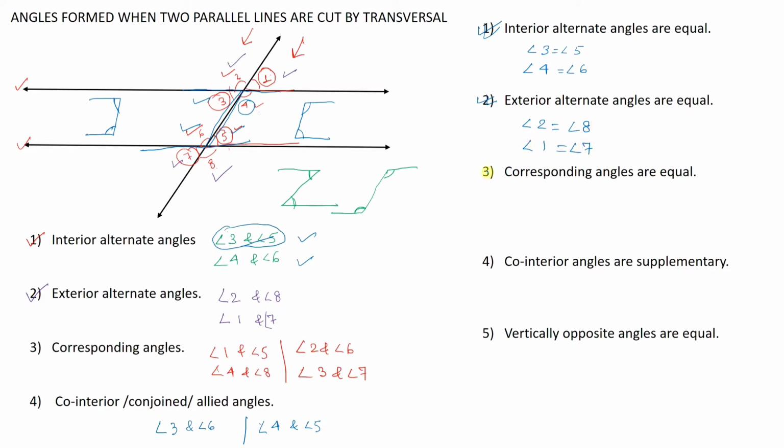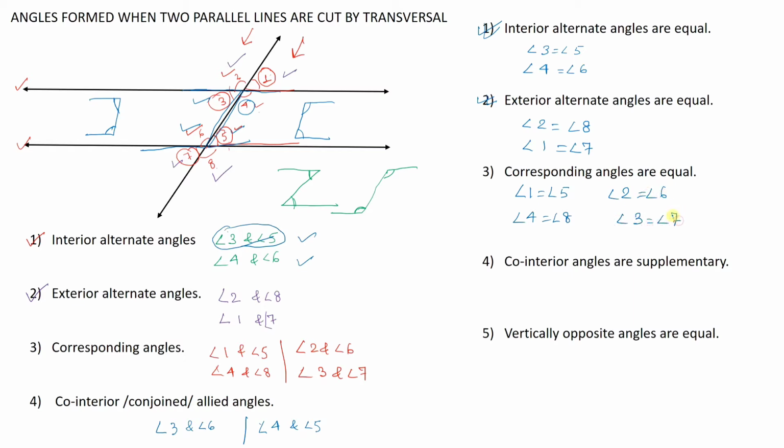Third one is corresponding angles are equal. Here 4 pairs of corresponding angles are found. Angle 1 and angle 5 will be equal. Next, angle 4 will be equal to angle 8, angle 2 will be equal to angle 6, angle 3 will be equal to angle 7.